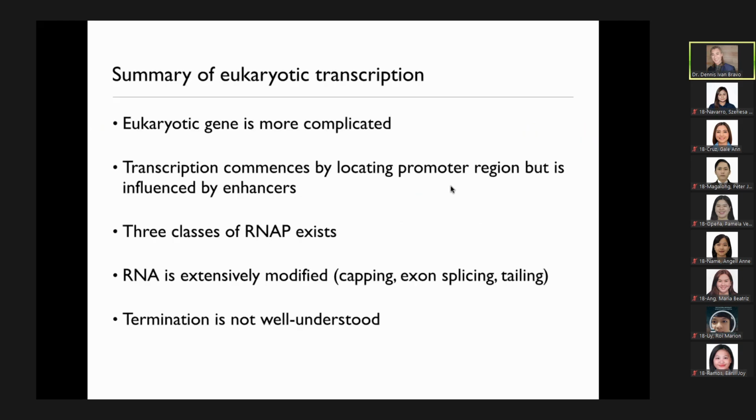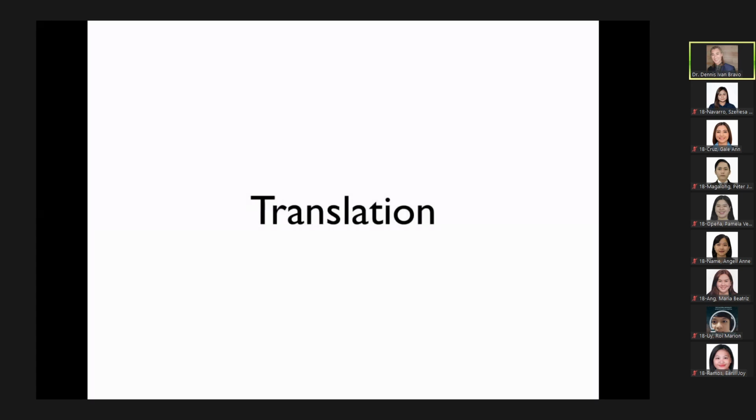So finally, let's summarize transcription. In eukaryotes, of course, it's expected to be much more complex. The process begins by locating the promoter region, but it can be influenced by other DNA sequences such as enhancers. And there are three classes of RNA polymerase, 1, 2, 3, that transcribe RNA. RNA is extensively modified. And what are these modifications? Capping, splicing, and tailing.